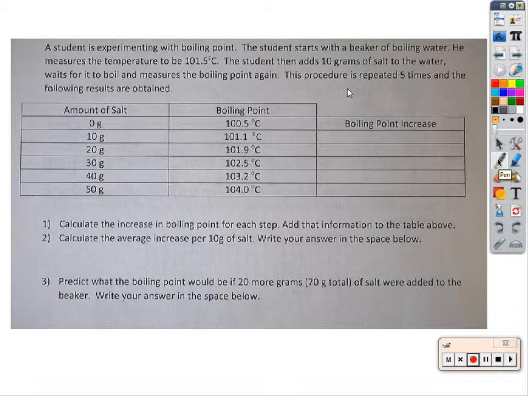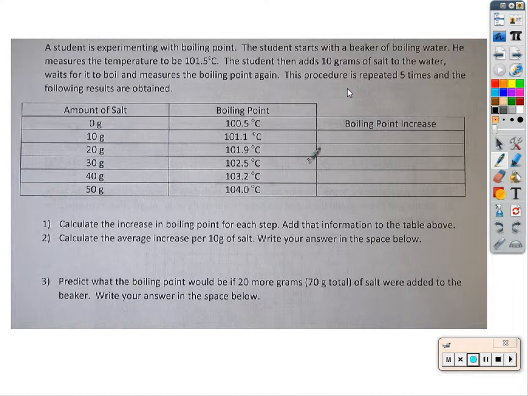You got a table that has amounts of salt that have been added to a beaker of water and the corresponding boiling points that you get with each addition of salt. So with no salt in the water, the boiling point was 100.5. With 10 grams, it was 101.1. With 20 grams, 101.9, and so on. First thing we have to do, calculate the increase in boiling point for each step. And then we have to add that information to the table. So we're basically filling in this column right here.